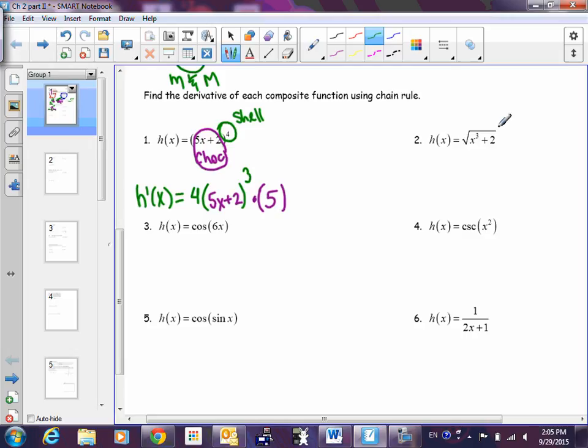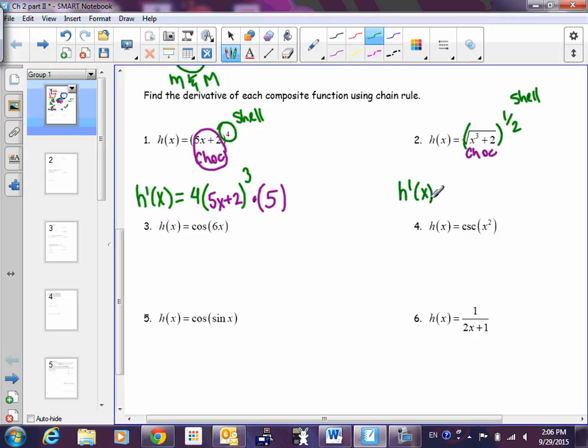All right, so problem 2. I see a square root. I need to make an adjustment. What do I need to do? Yeah, square root is the same as to the 1/2 power. Now this is actually very similar to example 1. What's the shell? The 1/2 is the shell. What's the chocolate? The x cubed plus 2.